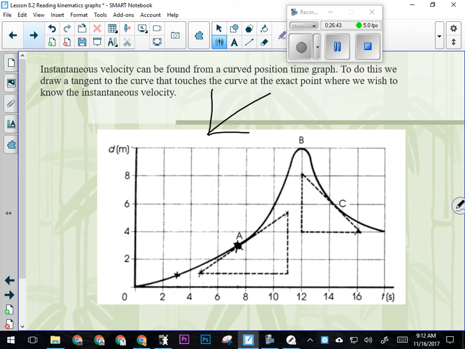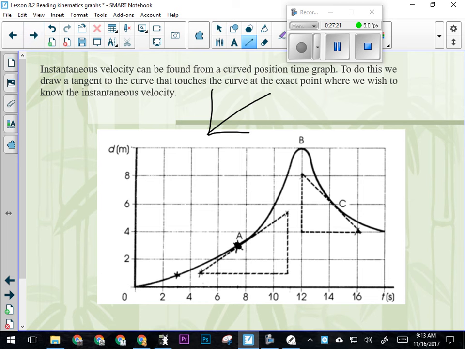If I want to find how fast the object's going at time 7 seconds, where a is, I draw what's called a tangent. Some people have heard of a tangent before. It's a straight line that just touches a curve but doesn't cross it. Essentially, it's a line that's parallel to the curve at the point it touches it. So if it's parallel, it has the same slope. I've just drawn a line that has the same slope as the curve at that point, and then I can find its speed, or instantaneous velocity.